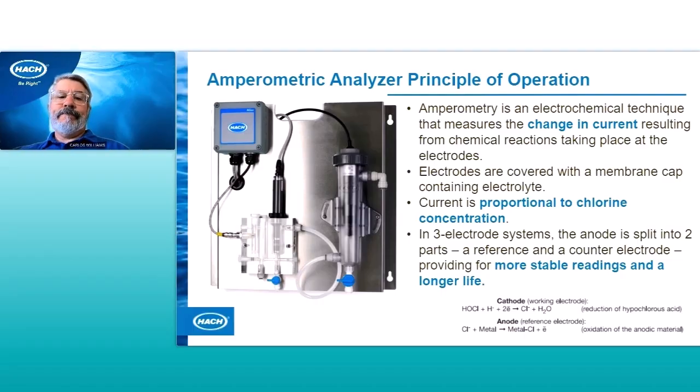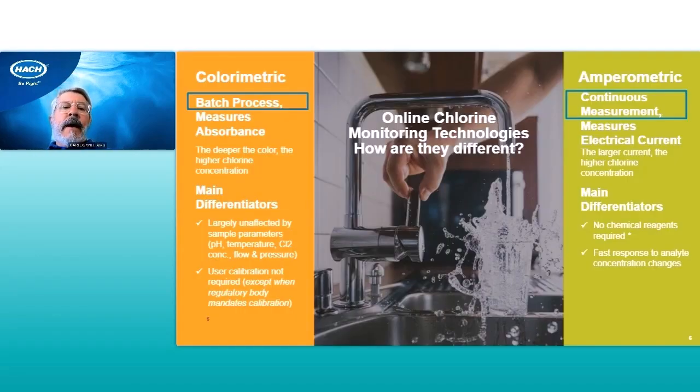So we'll talk a little bit about how these two methods of analysis compare. In the batch process there on the left in orange, it measures an absorbance. When we shine light through a sample, the more color that's in that sample, the more light gets absorbed. So the deeper the color, the higher the chlorine concentration.